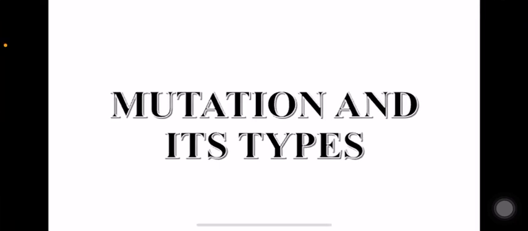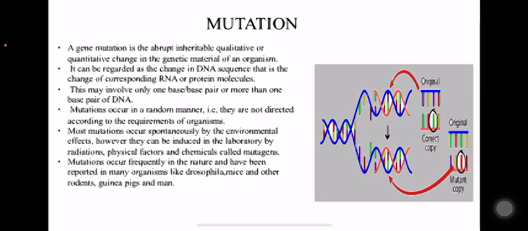Today we will discuss mutation and its classification. What is mutation? A mutation is an abrupt inheritable change in the genetic material of an organism that may be both qualitative and quantitative. It is the change in the DNA sequence that in turn changes the corresponding RNA and protein synthesis. It involves only one base or a base pair of DNA and can occur in a random manner and is not directed according to the requirement of the organism.